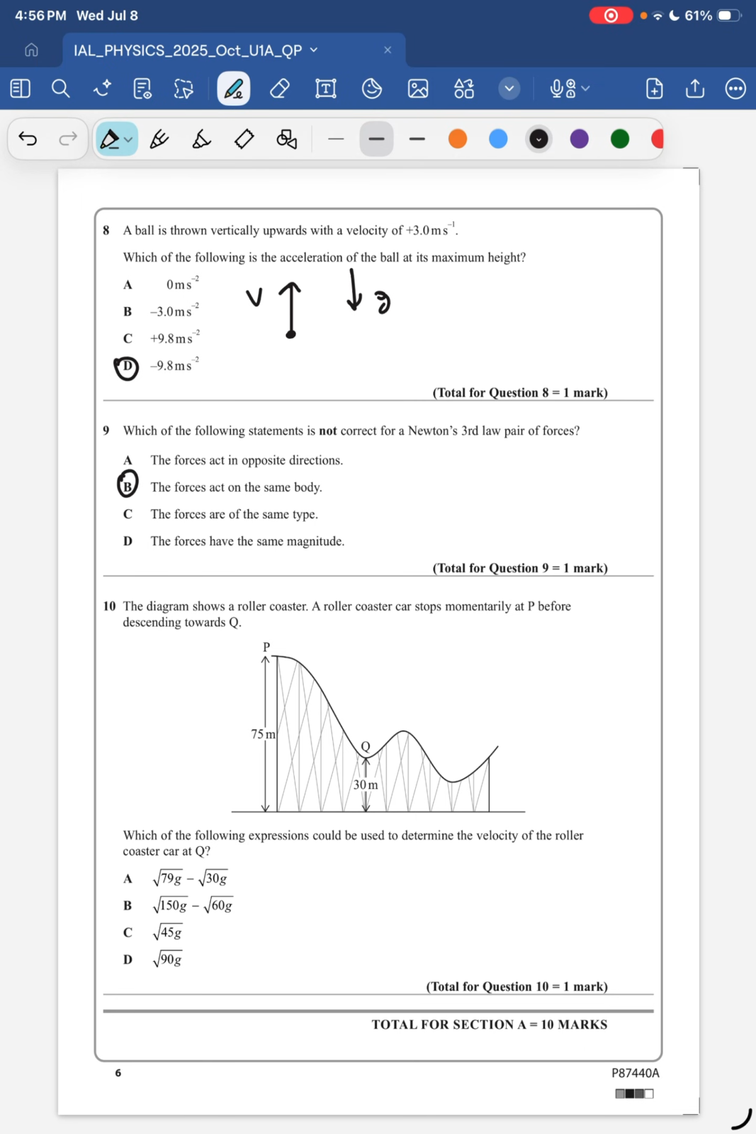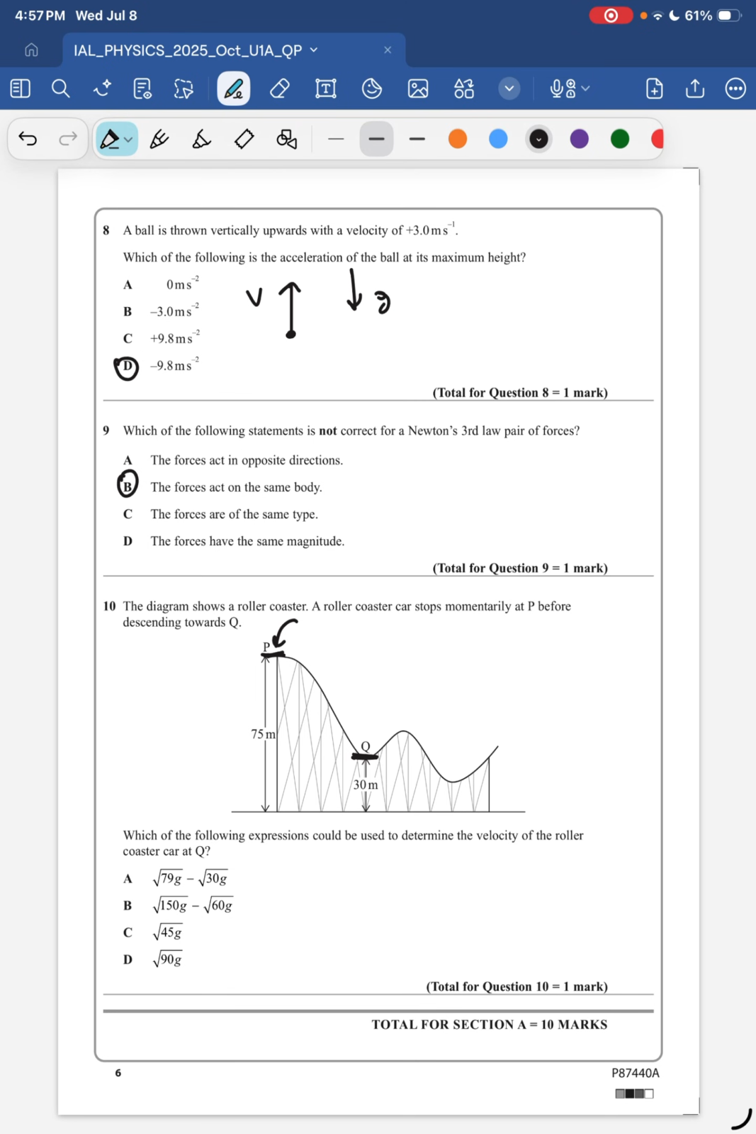So the roller coaster car stops momentarily at P before descending towards Q. Which of the following expressions could be used to determine the velocity of the roller coaster car at Q? So we can use conservation of energy between P and Q.